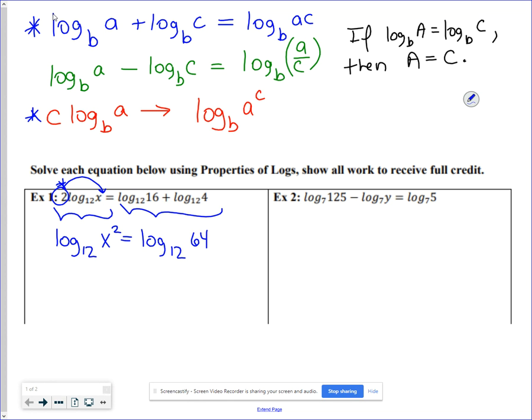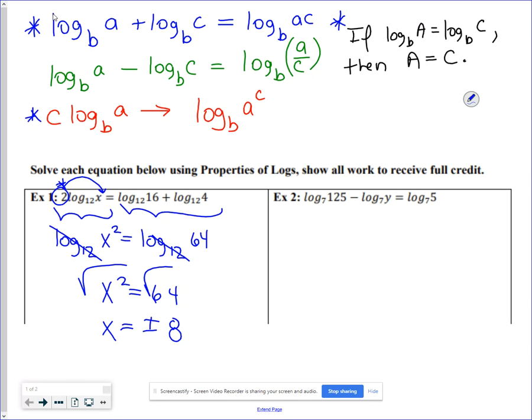So now we can use this rule. We've got log base 12 of x squared is equal to log base 12 of 64. So these will cancel each other out, and x squared would equal 64. And then we can take the square root of both sides. So x is equal to plus or minus 8.